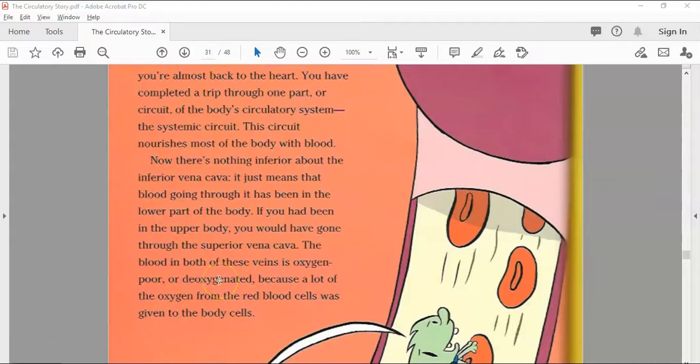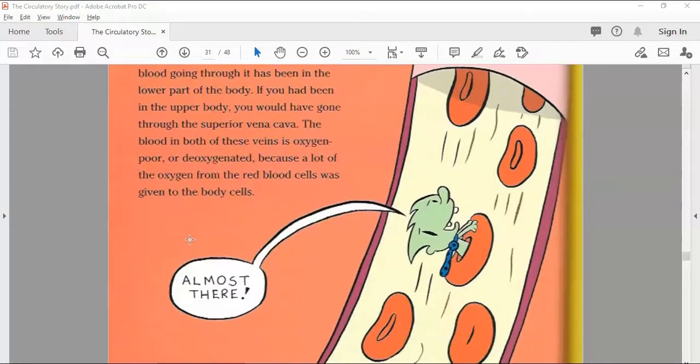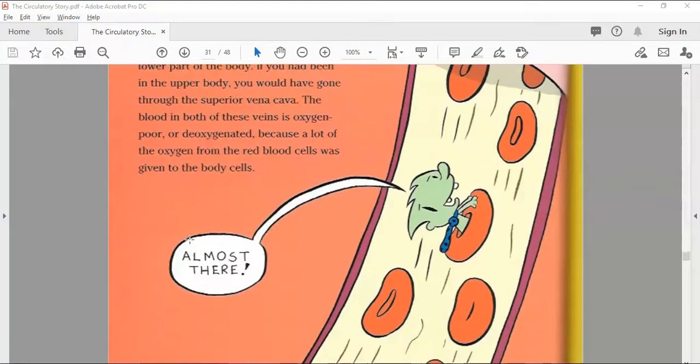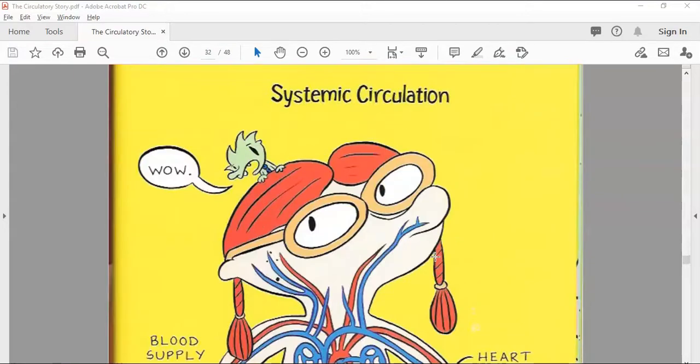Deoxygenated, because a lot of the oxygen from the red blood cells was given to the body cells. Remember, previous to this, we saw that the red blood cells give the oxygen to the body cells, and the body cells in return give carbon dioxide. So look what it's saying.